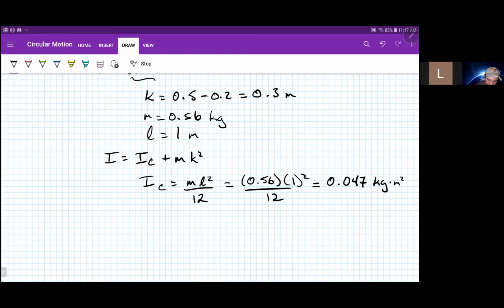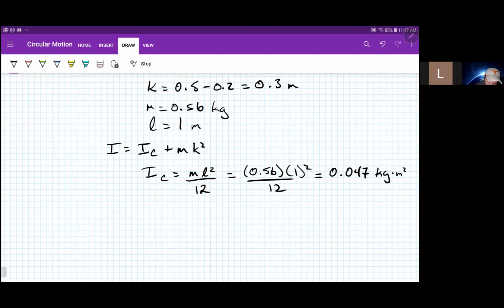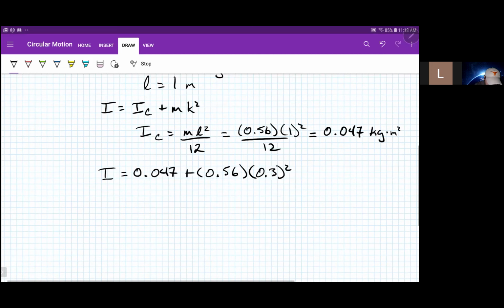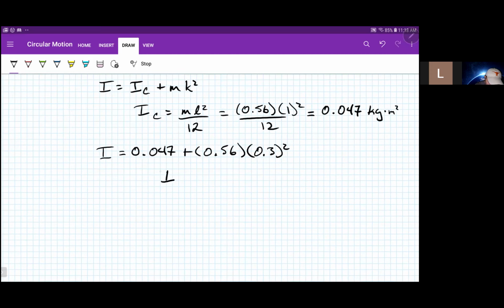So I can plug that value directly into my equation now. So I is equal to 0.047 plus the mass, 0.56, times K, which was 0.3, so 0.3 squared. So I is going to be 0.097 kilogram meter squared.